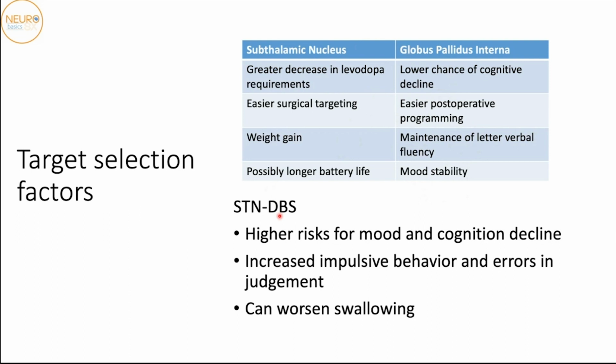STN DBS also does have some problems: a higher risk for mood and cognition decline, an increase in impulsive behavior and errors in judgment, and it can also worsen swallowing. So as we can see, there are reasons why you would choose STN and there are reasons why you would choose GPi.